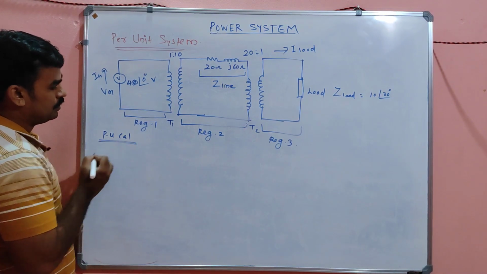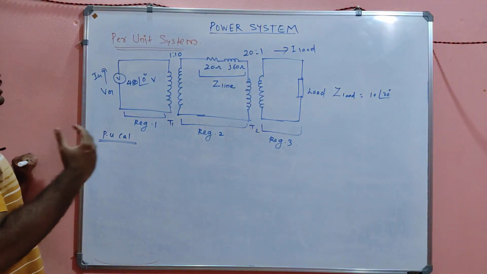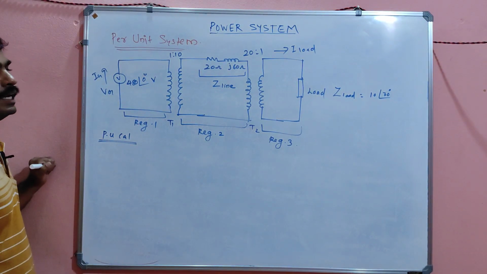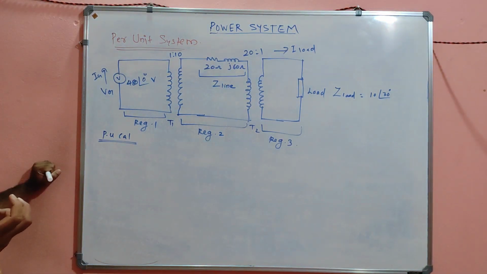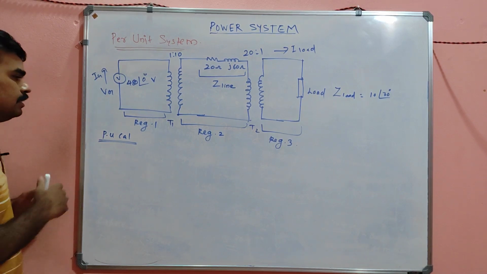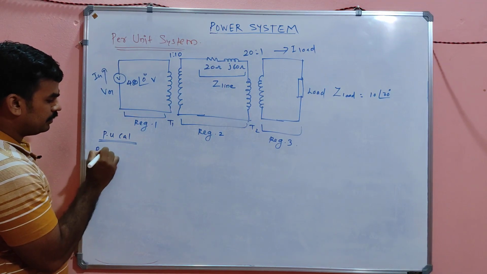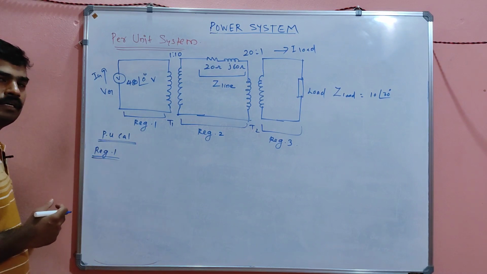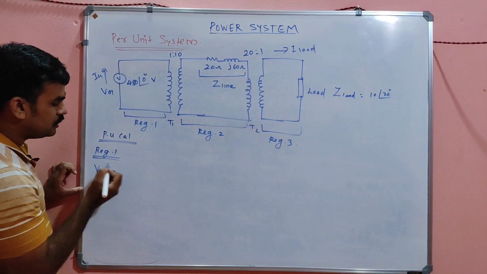Calculation. Per unit calculation. I already told you that region 1 is nothing but the generation side. The generation side only contains a generator with a voltage source, correct? So the per unit calculation for region 1 will be, you can calculate per unit for every region. Region 1.